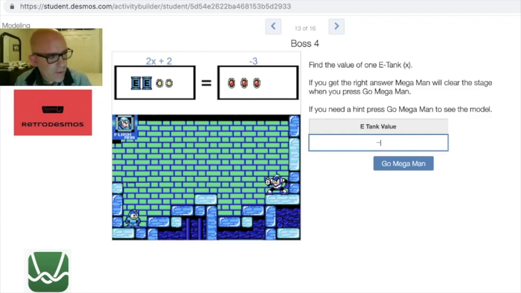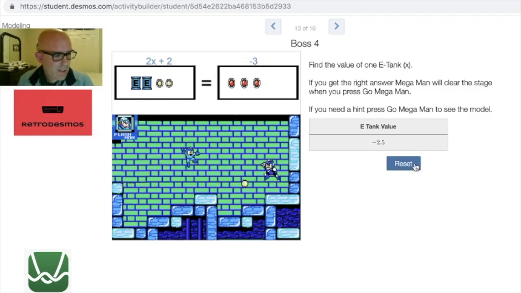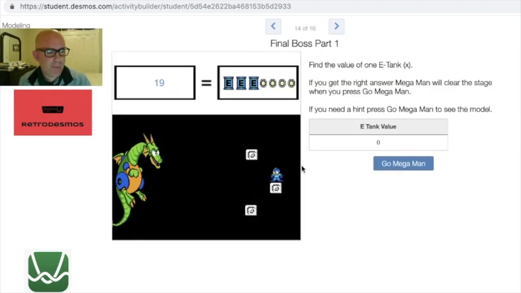I like throwing that little wrinkle at them, too. It really kind of shows me if they've got that understanding or not. And if I push Go Mega Man here, I think we're going to defeat this boss. And there we go. Okay, so that was kind of taking us to level 4. We're already at the end. We're progressing to the final boss battle.